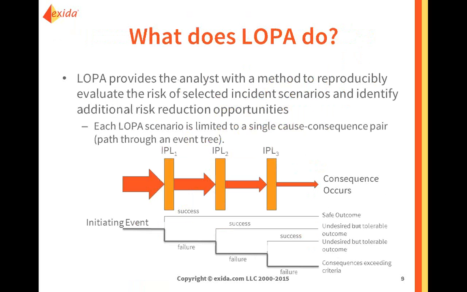But if we look at what LOPA does, we basically start out with an initiating event with a certain frequency, and then we account for these different layers of protection, realizing that they are not perfect, they may fail, but that initial frequency of that initiating event will end up being a much lower accident frequency due to those layers of protection.